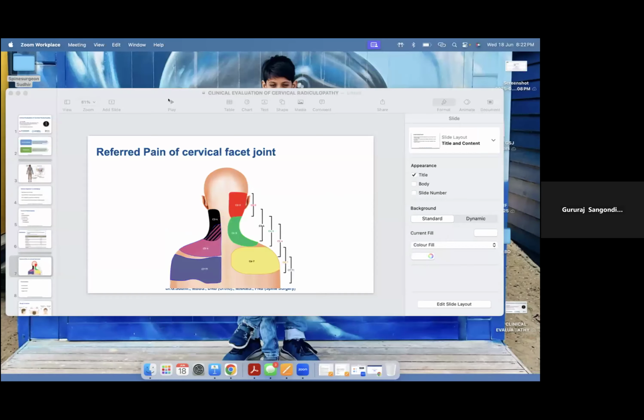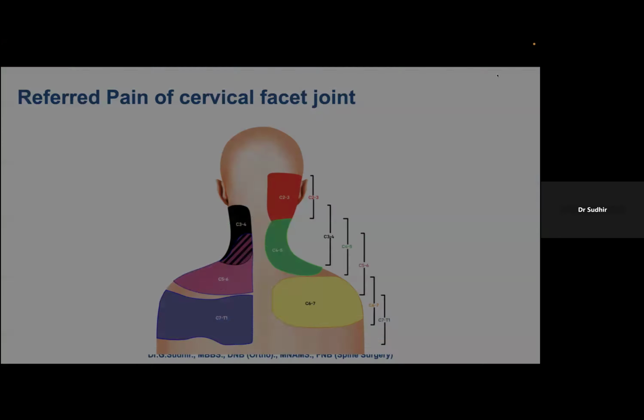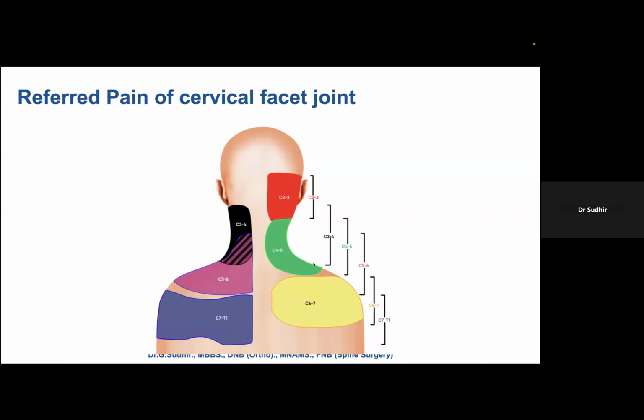Dr. Sudeep? Yeah, can you hear me now? Sorry, I got disconnected. Okay, you're back. Sorry about this. Yeah, okay, I'm back. I'll just continue. Sorry about that.